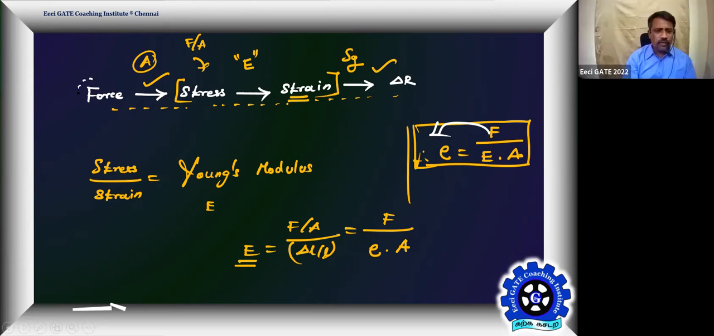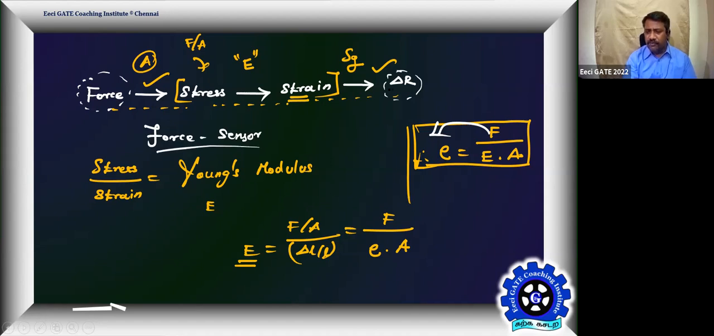So the overall input is going to be your force and the overall output is going to be your change in resistance. Therefore, it can comfortably act as a force sensor as well. Whenever you want to measure force, you can happily use a strain gauge. But the strain gauge is not going to create the strain. It is the sensor pasted on the surface where there is a strain. Through the gauge factor, it will convert the strain into change in resistance.